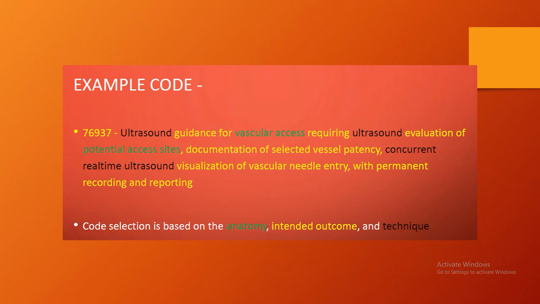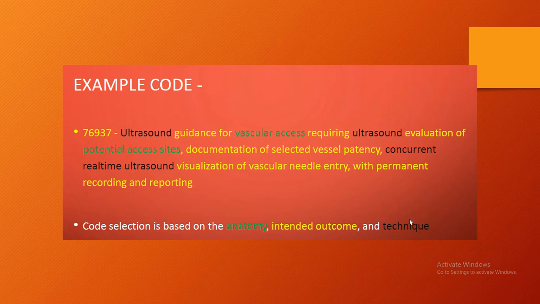Okay. So what are the key things you need to check in this code? First, you need to check anatomy, where the physician is performing this procedure. Here they have mentioned vascular access. So most of the time, 90% or 100%, we need to use this code for vascular procedures, not for non-vascular procedures. Okay. Intended outcome: why is the physician performing this ultrasound? Here the physician wants to check vessel patency, whether the vessel is stenosed or thrombosed. That is the intended outcome.